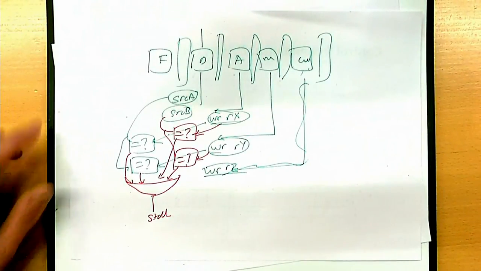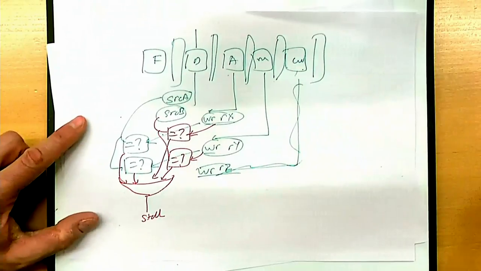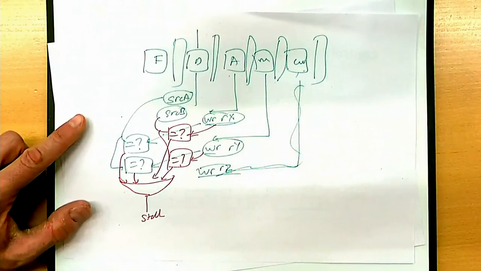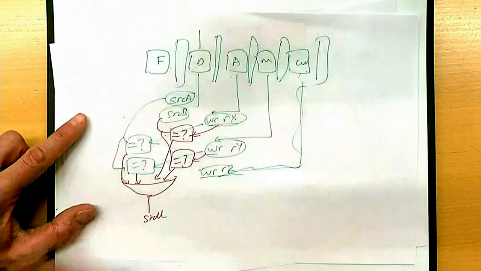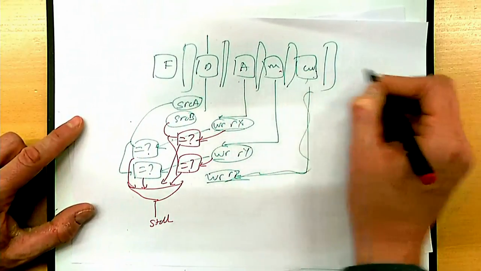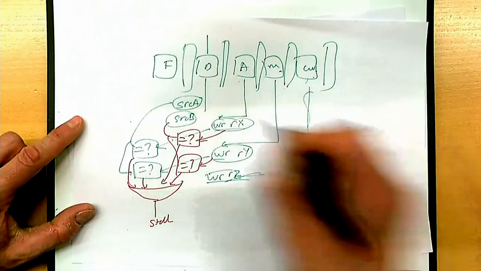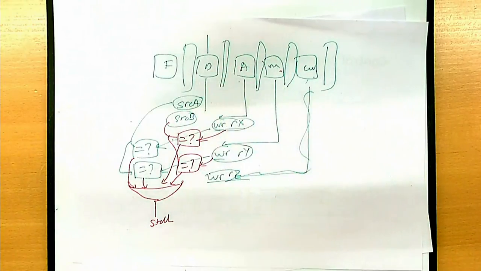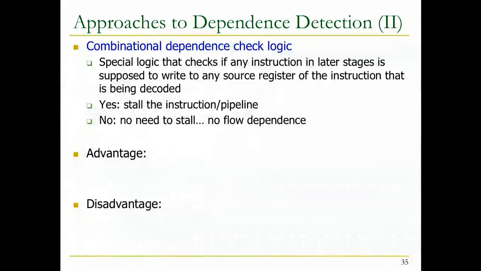And you can see the complexity of this now. If you have more pipeline stages, you need to check all of them, right? So this combinational logic can become your critical path easily, because you need to see if any of the later instructions are writing to any of the source registers over here. But there are actually more complicated things done, so it's doable.